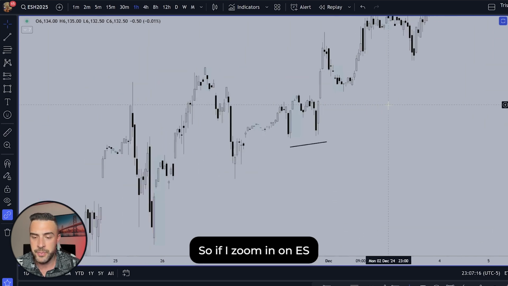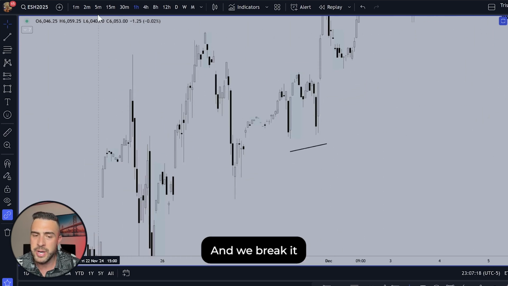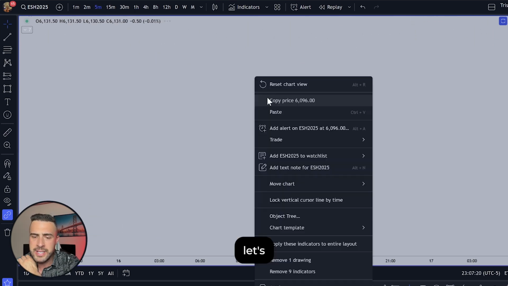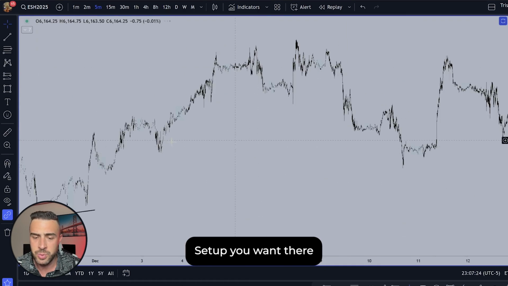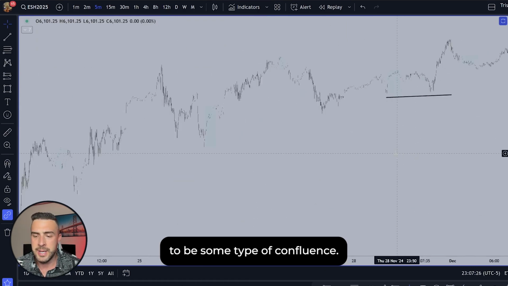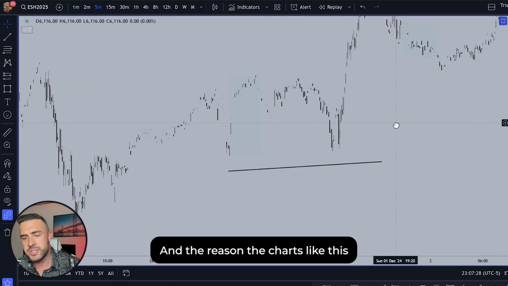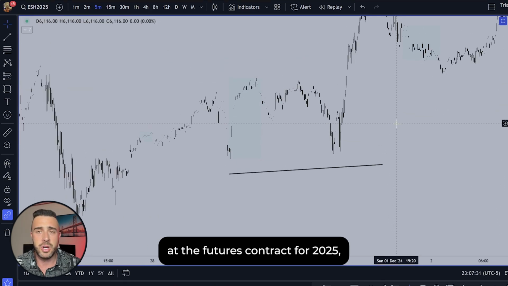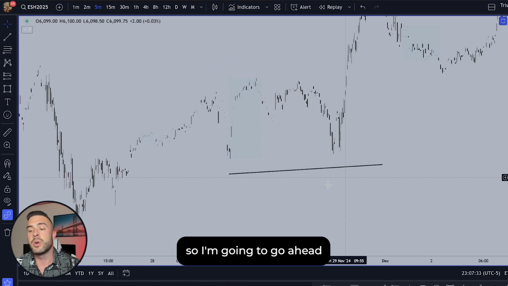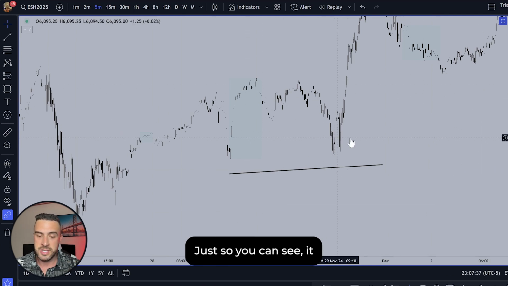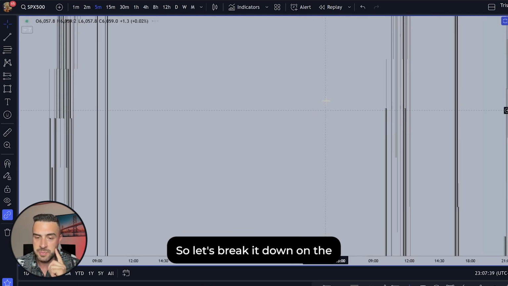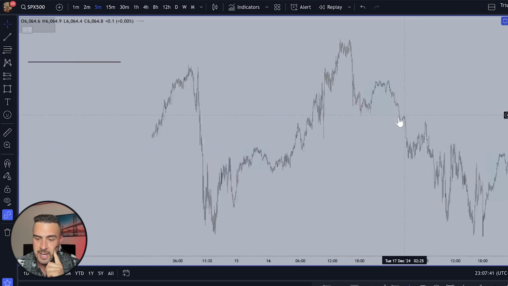So if I zoom in on ES, and we break it down on the smaller time frame, let's see if we can find something else, because you don't just want to take every SMT setup. You want there to be some type of confluence. And the reason the chart's like this is because I'm looking at the futures contract for 2025. So I'm going to go ahead and go to the SPX chart, which is the CFD chart, just so you can see it doesn't look bad like that. So let's break it down on ES.